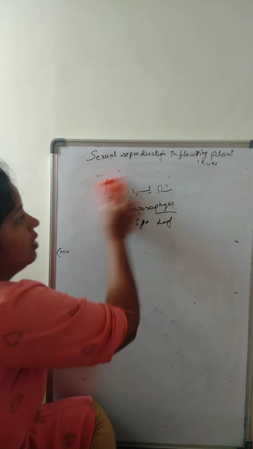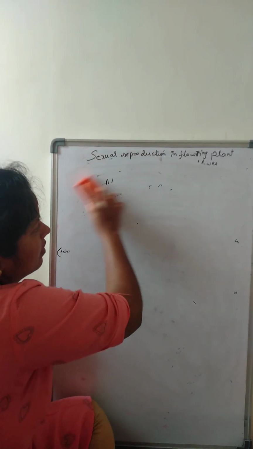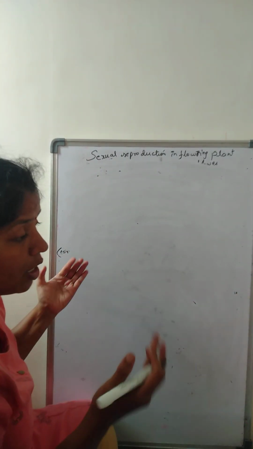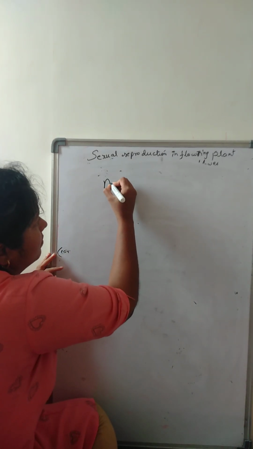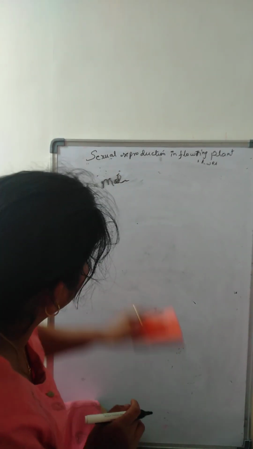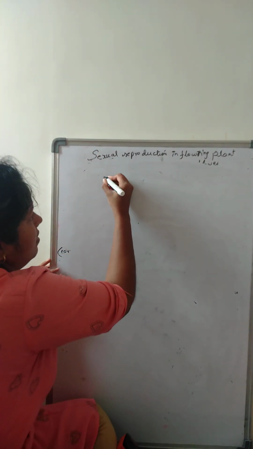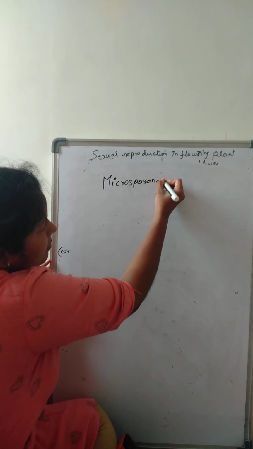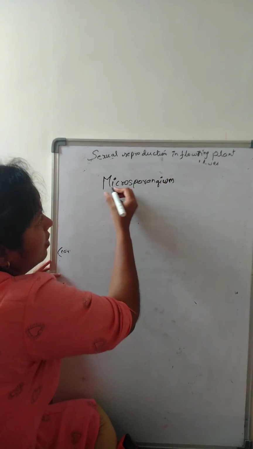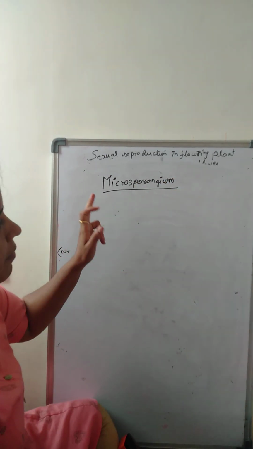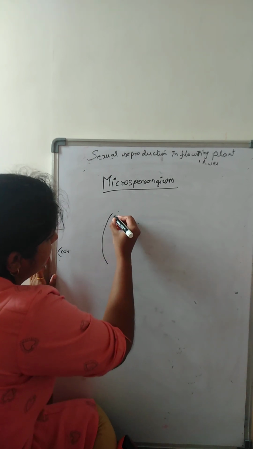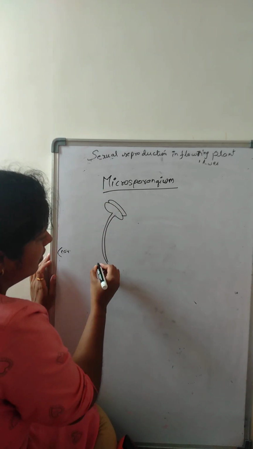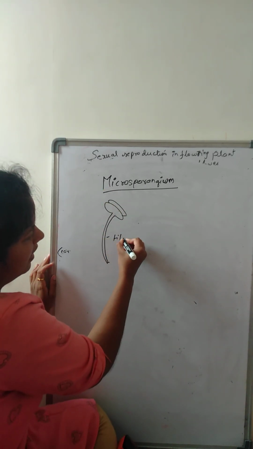Now the structure of the female flower is done. Now let us take the male flower. That was the megasporangium. Microsporangium. Micro means male, you understand now. Now this is the anther, right? This is the anther and this is the filament, right?